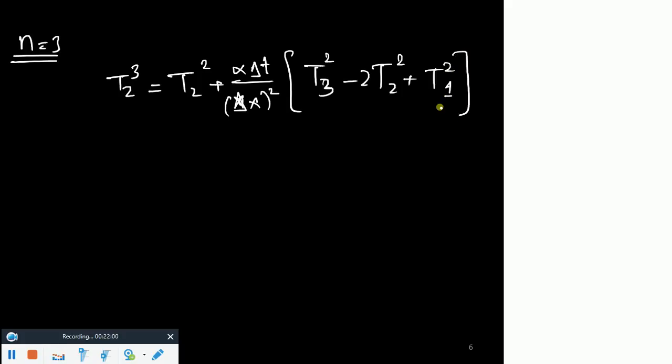Okay, let's do the second time step, third time step. At n equals 3, let's do it this way. What should be the value at T2 comma 3? It should be T2 comma 2 plus alpha delta t by del x square. You already have said that this is 1.6, and then this is T3 comma 2 minus 2T2 comma 2 plus T1 comma 2. Can you give me this value?